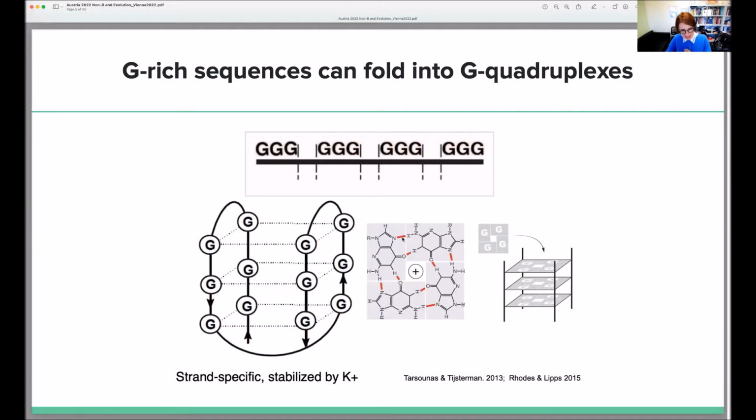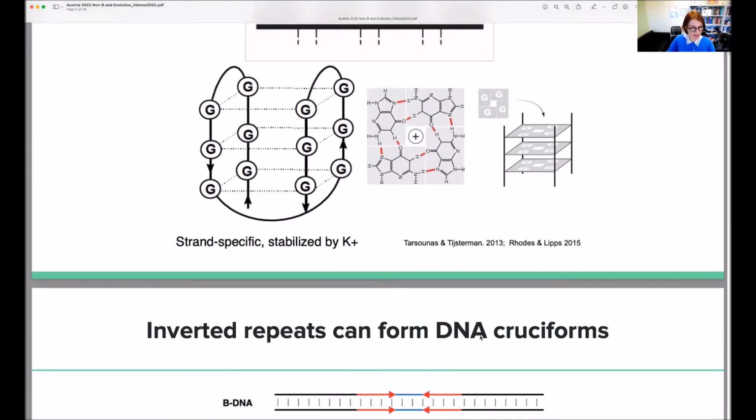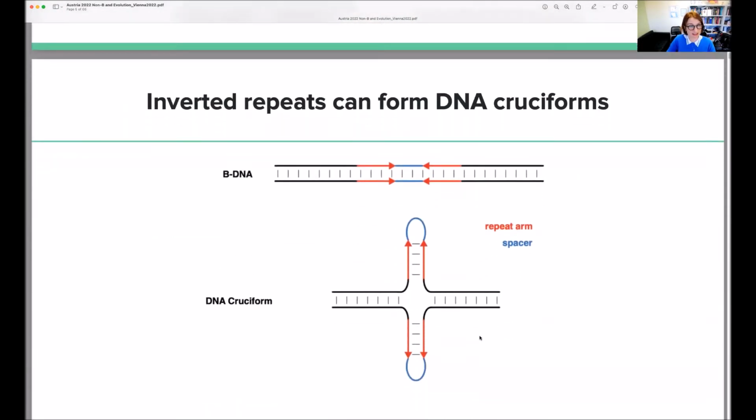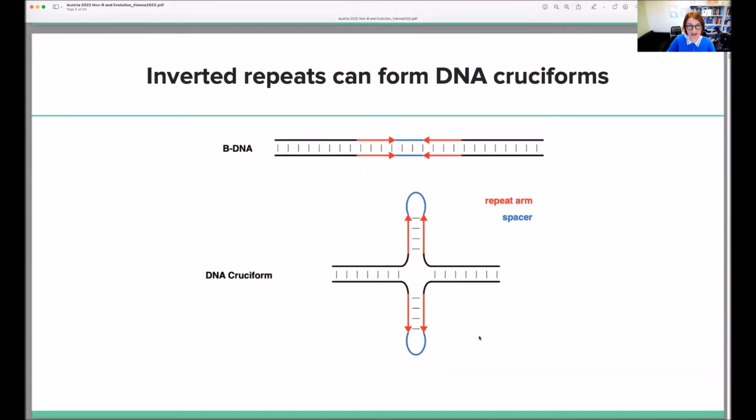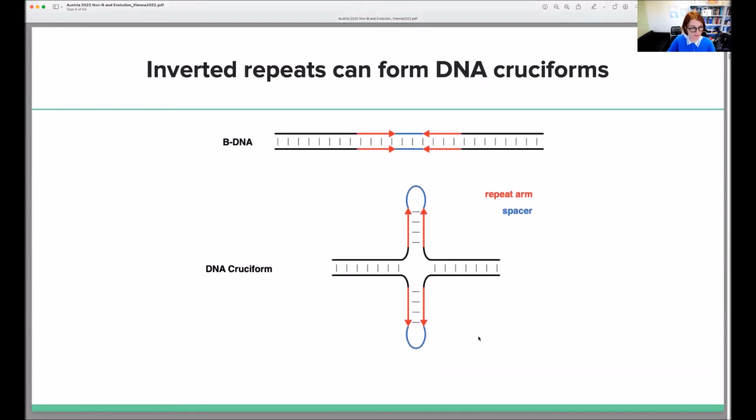Then within each of these planes, there is hydrogen bond formation among different guanines, okay? And this structure can be quite strong, but it is maintained by hydrogen bonds, and it is stabilized by cations. So it is still transient.